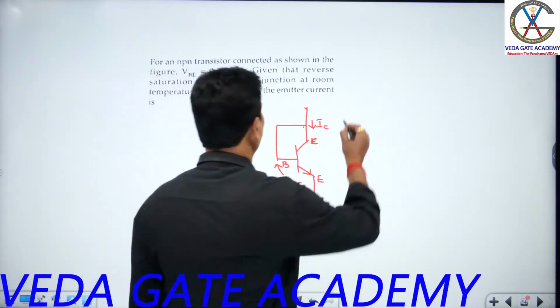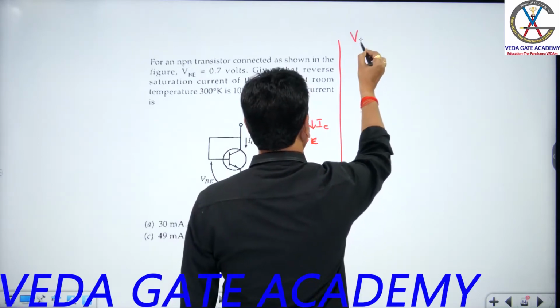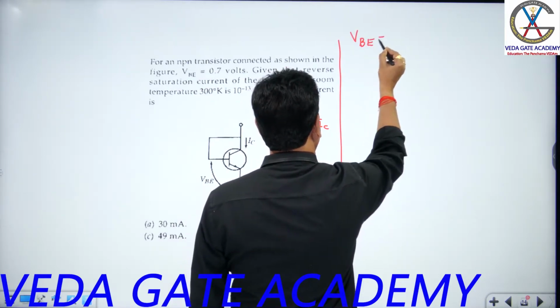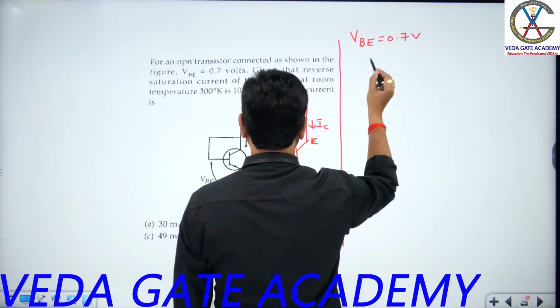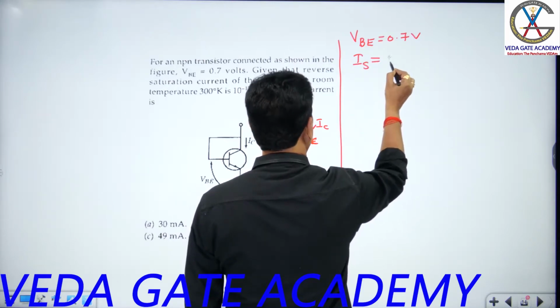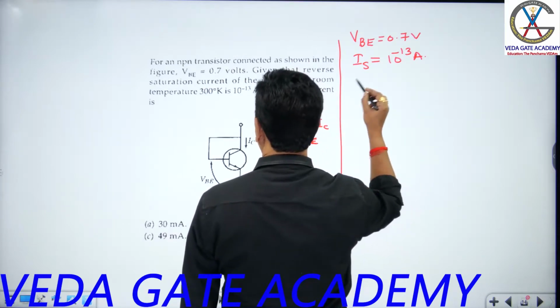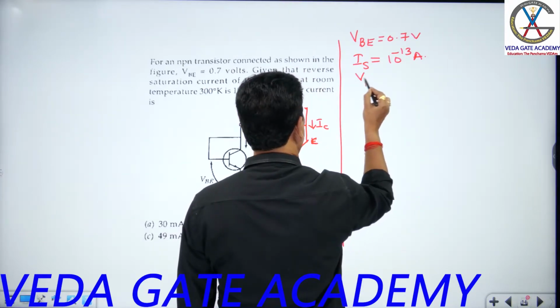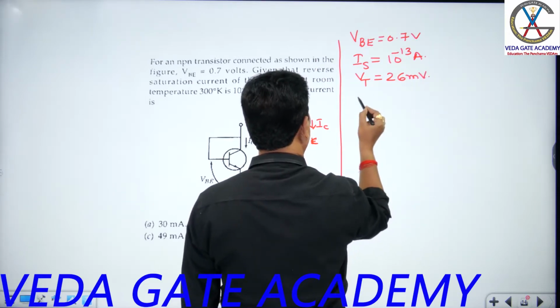So the options are given here. See this one now. VBE given equal to 0.7 volt. And the reverse saturation current at room temperature is IS, or you can call it ICO also, 10 power minus 13 ampere. At room temperature VT equal to 26 millivolts, students. He is asking for that emitter current.